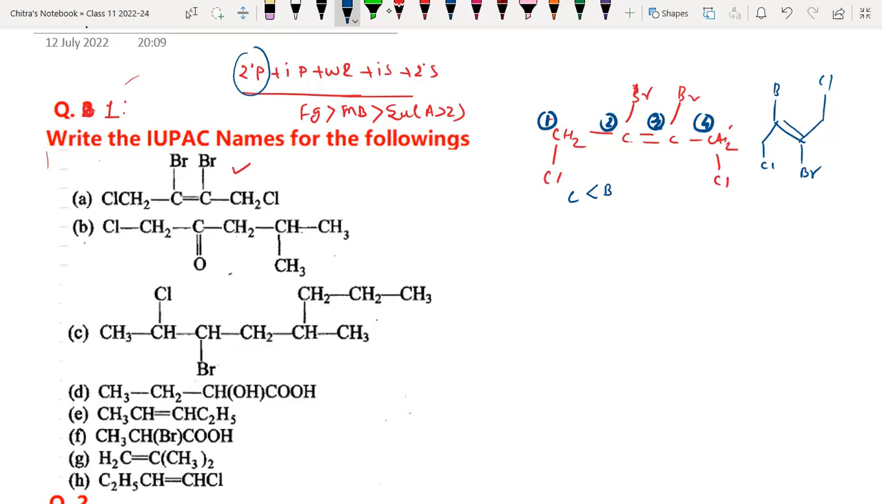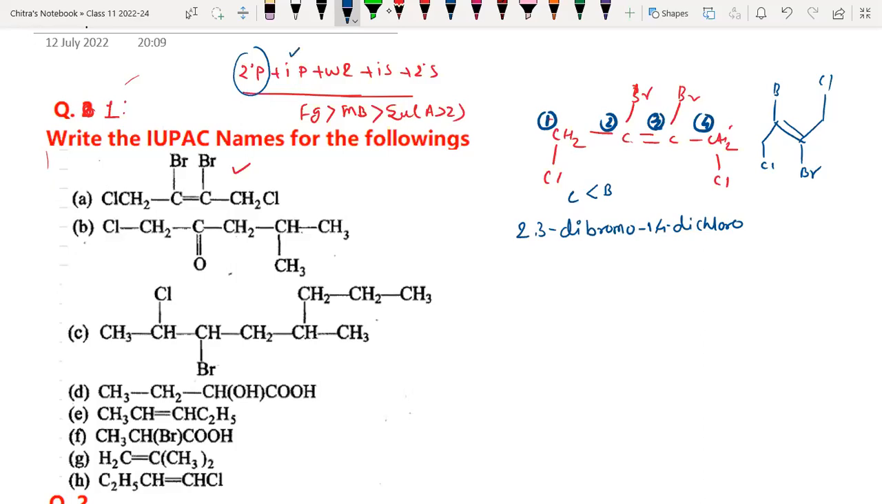So we have 2, 3. Bromine is two times, so for two times we use di, and for bromine we use bromo. So 2,3-dibromo. Then we have chlorine on the first and fourth carbon, so 1,4. Again it is two times, so di, and for chlorine we write chloro. Okay, now the substitution work is done.